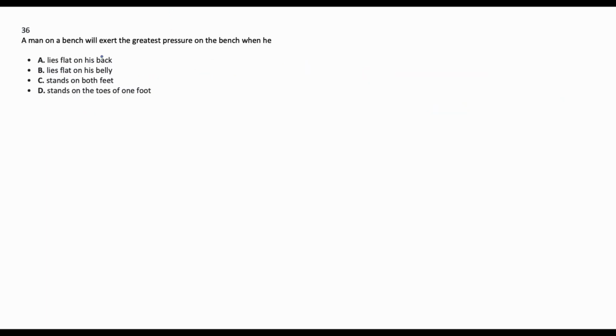Question 36 says a man on the bench will exert the greatest pressure on the bench when he does what? Now we know that pressure is equal to force over area. So from here, if we want to increase the pressure, which is our aim here to get the greatest pressure, we either increase the force or we reduce the area. Now, since the man is going to be applying a constant force, he's not getting fatter or thinner, the only option we have here is to reduce the area as much as possible. So the lower the area we have, the higher the pressure.